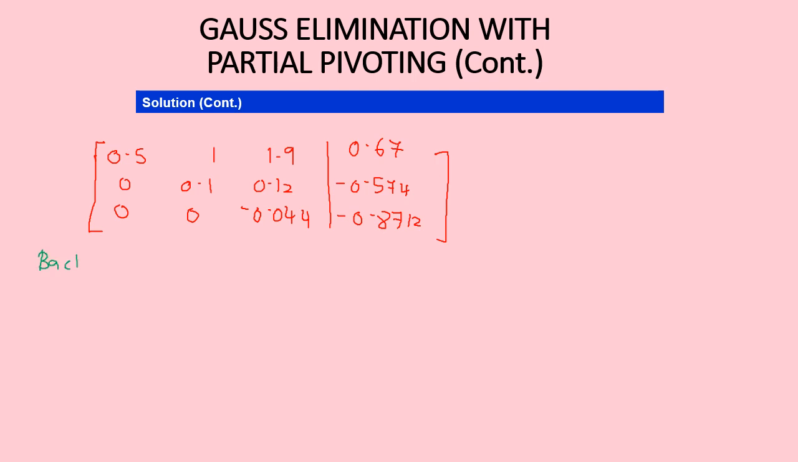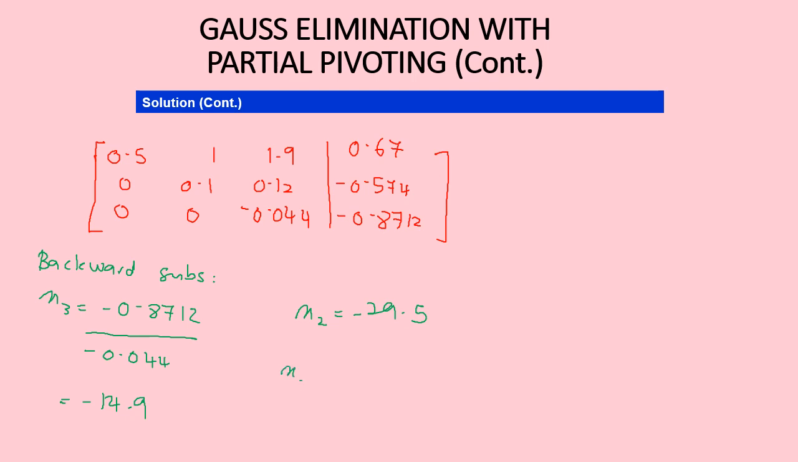So for backward substitution, we start with x3 first. From here, x3 is equal to negative 0.8712 divided by negative 0.044. So we will have negative 14.9. Then we continue with x2, we will have negative 29.5. And the last one, x1 is equal to 19.8.